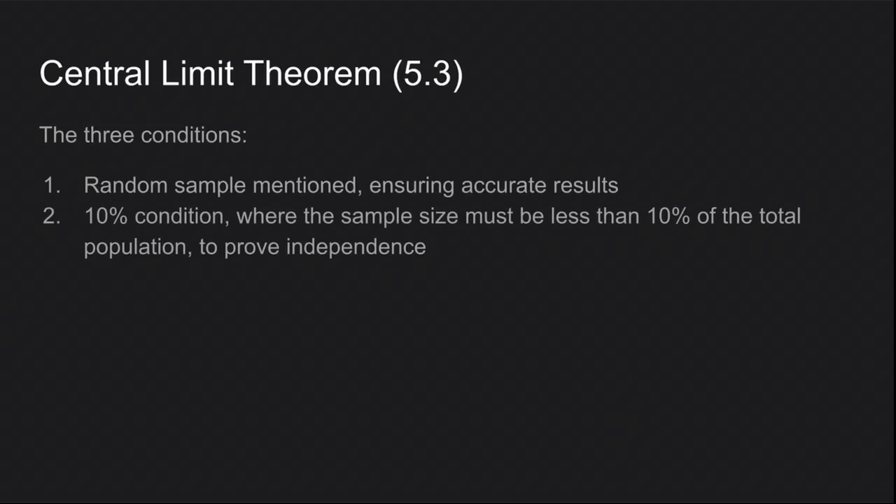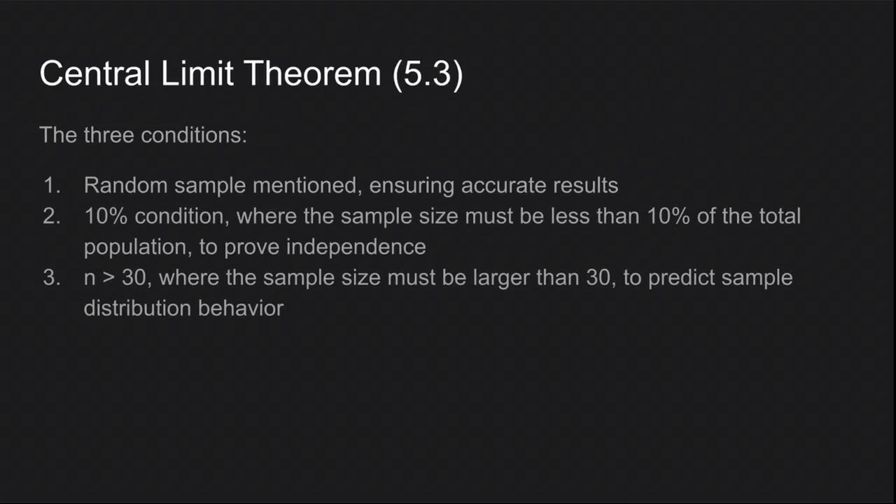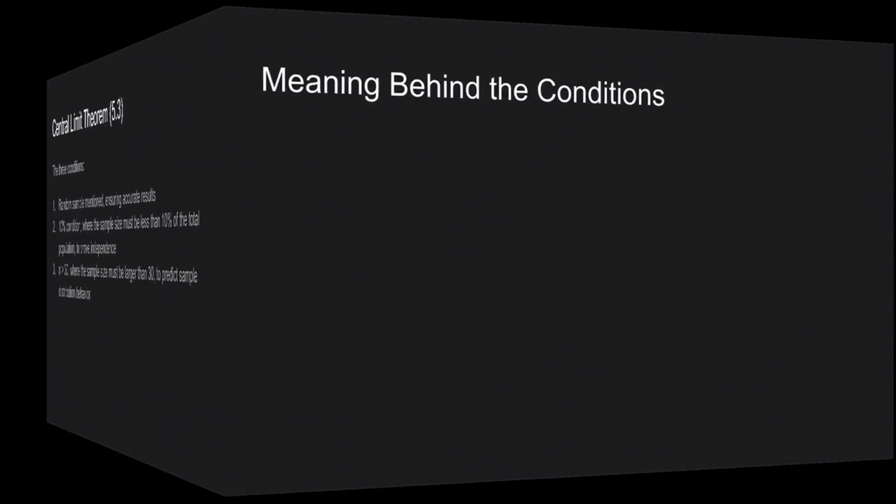And then the third condition is n is greater than 30. So this basically is just where the sample size is larger than 30, and it helps predict the sample distribution behavior based on the parent population distribution. So the meaning behind these conditions.